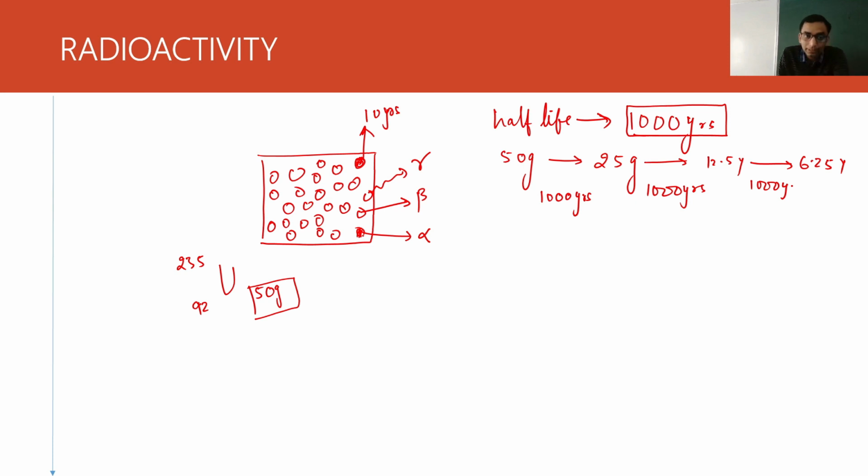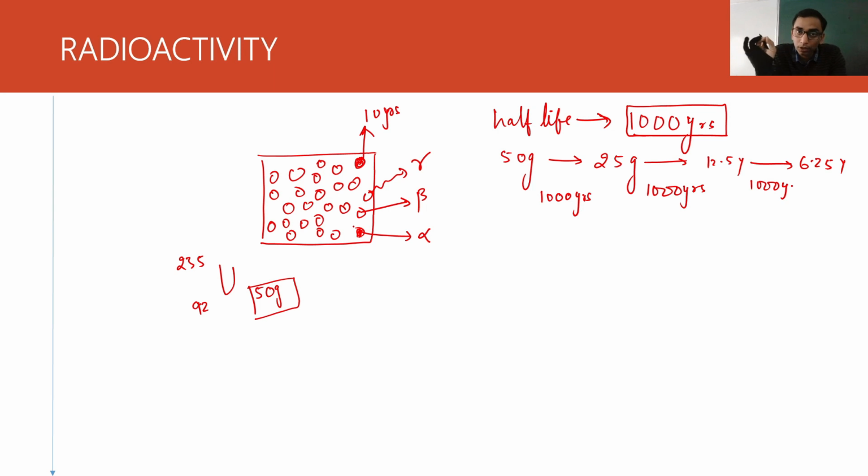Now, at a time, a single nucleus can emit only one radiation. Either it can emit alpha or it can emit beta or gamma, right? It may happen that after the emission of an alpha particle, it may again emit alpha. It may happen that an element or a nucleus might be emitting beta radiations and it is still emitting beta radiations even after the new element is formed. So suppose one time beta emission took place, it may emit alpha or beta or gamma, anything, we can't predict.